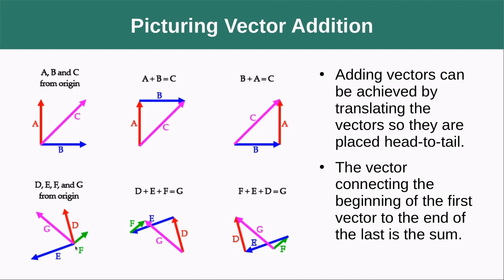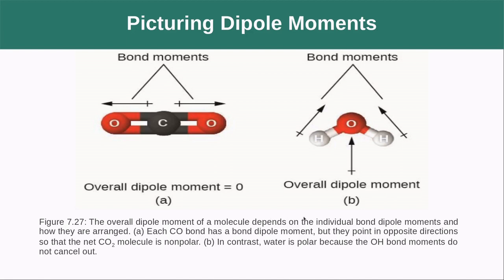We can do it with more vectors. So here we have F, D, and E. Their summation is G. And any way that I want to arrange those, heads to tails, I'm still going to wind up with G. So sometimes these bond dipole moments can cancel. In this case where we have symmetry and they're opposed to each other, they're going to cancel each other out, and the overall dipole moment for this molecule is going to be zero.